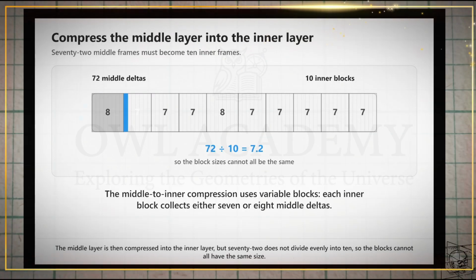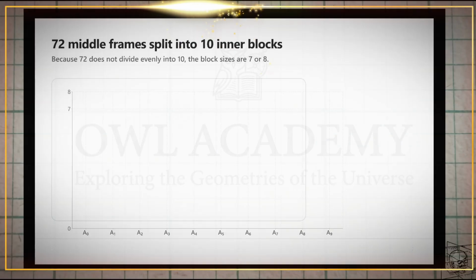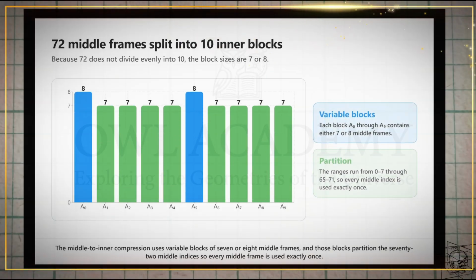The middle layer is then compressed into the inner layer, but 72 does not divide evenly into 10, so the blocks cannot all have the same size. The middle to inner compression uses variable blocks of 7 or 8 middle frames, and those blocks partition the 72 middle indices, so every middle frame is used exactly once.